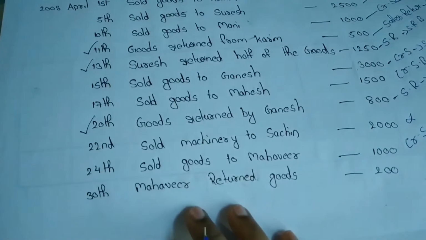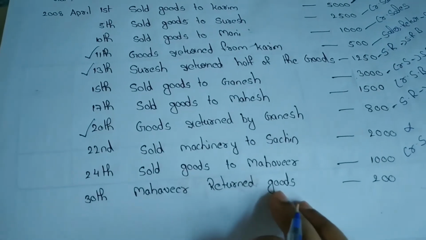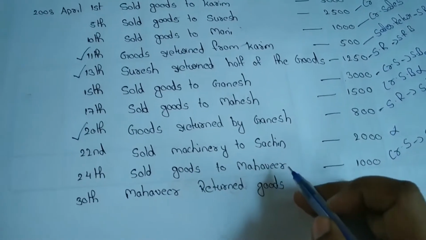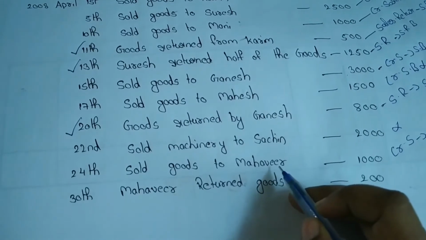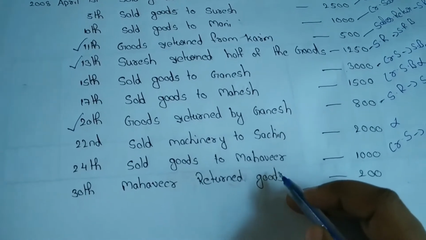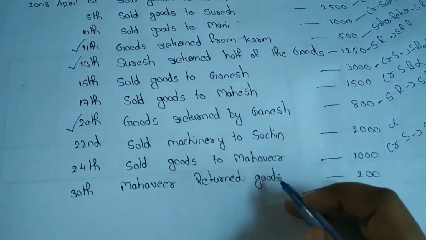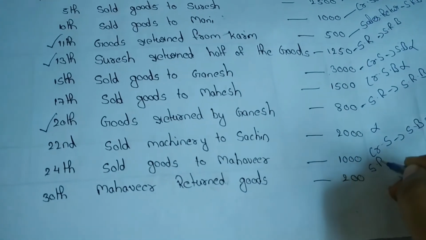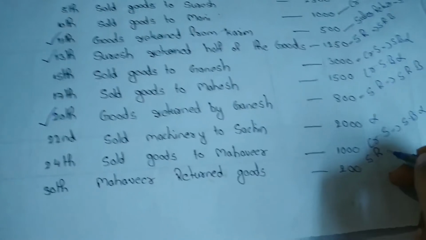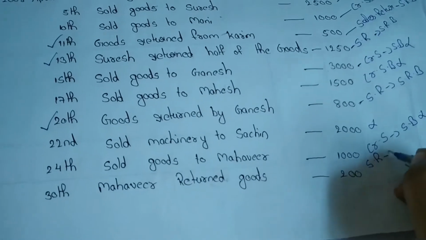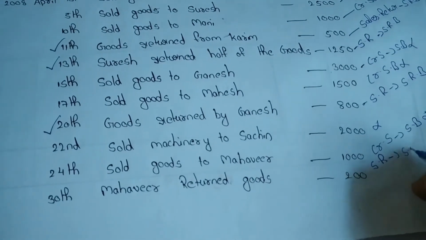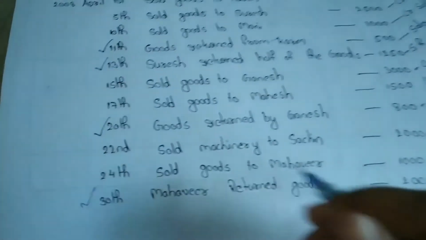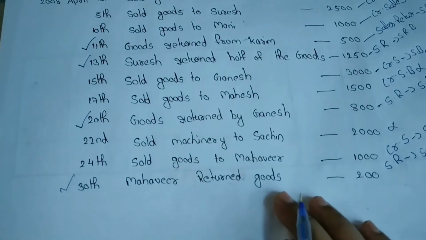Okay. Next, Mahavir returned goods 200 rupees. So on 24th, we sold 1000 rupees goods to Mahavir. In that, Mahavir again returned 200 rupees goods to our business. So it was a sales return because the sale was already done and he returned goods to our business. So it comes under sales returns book. So this was the fourth transaction that should be recorded in sales returns book.